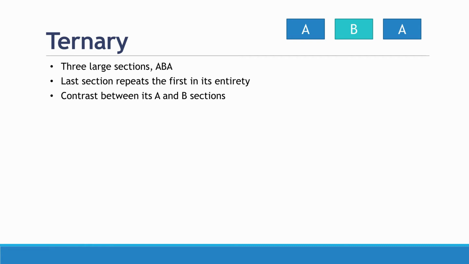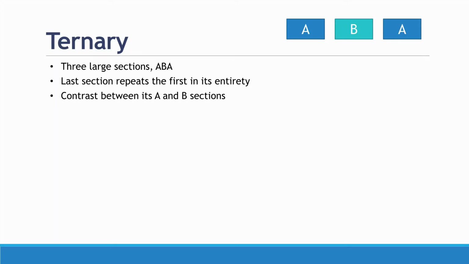But the big thing about ternary is going to be the stark contrast between its A sections and its B sections. They're going to look very different from one another. Although we'll talk about in the third video how that kind of gets compromised when we're working with composite forms. So because of this extreme contrast, there's going to be some pretty significant differences of what we expect of the internal sections in ternary form.